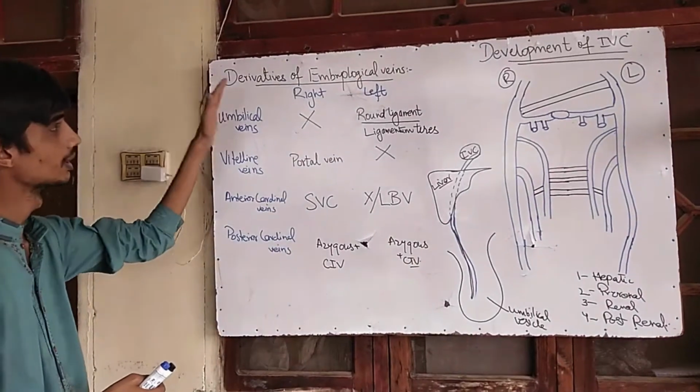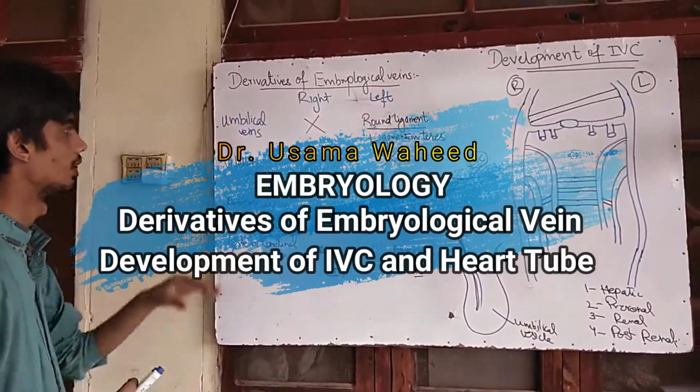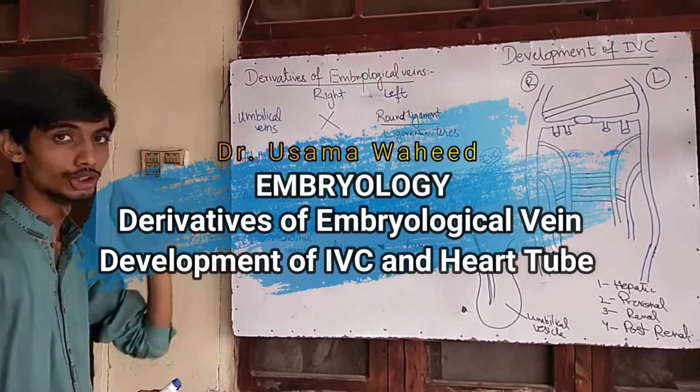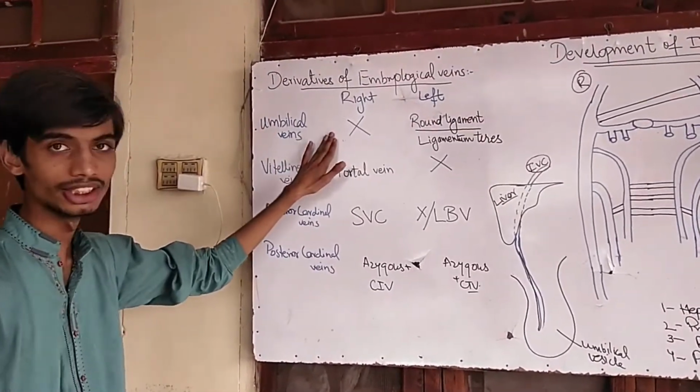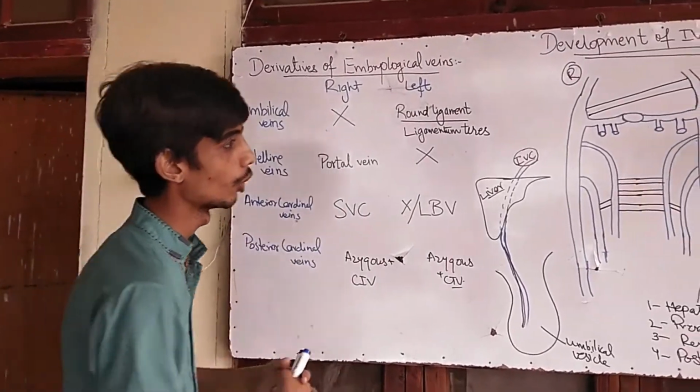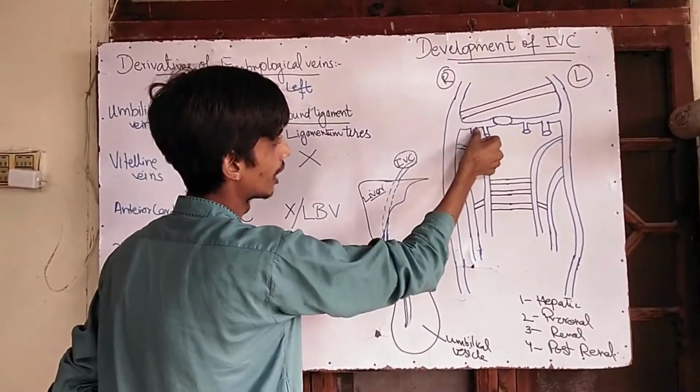Now we are going to discuss the derivatives of the embryological veins. Number one is the umbilical vein. During embryological life, the umbilical vein on the right side degenerates and regresses. So the umbilical vein regresses on the right side.